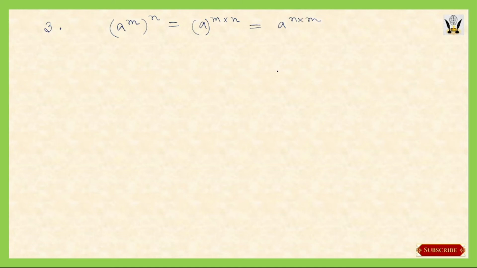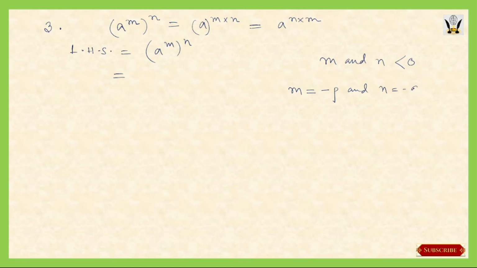Now again it will have three cases that we have already learned in rules number 1 and 2. So I am not writing all these cases. I will prove the first case when m and n both are negative, and you can easily prove the second and third cases by yourself if you understand the first one. Now the left hand side has the value a to the power m and then to the power n. We have assumed that m and n both are negative. So if we assume m is minus p and n is minus q, then we replace both m and n, so it will be a to the power minus p, then to the power minus q.